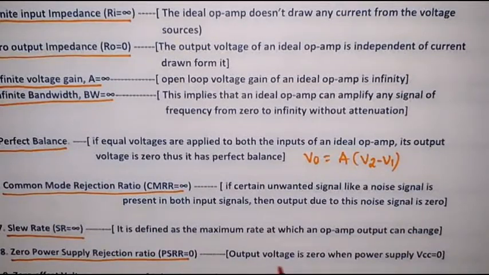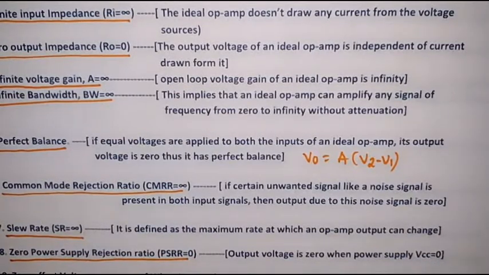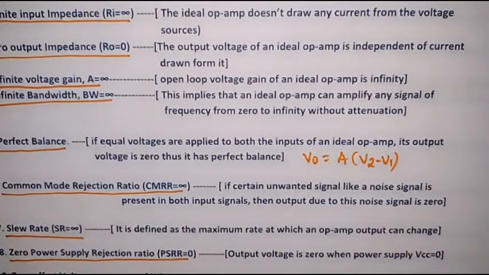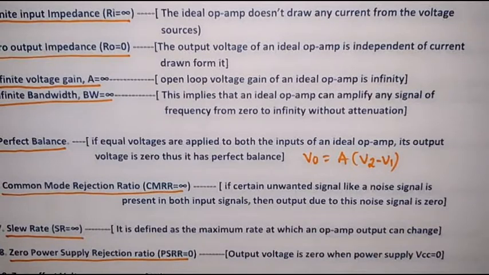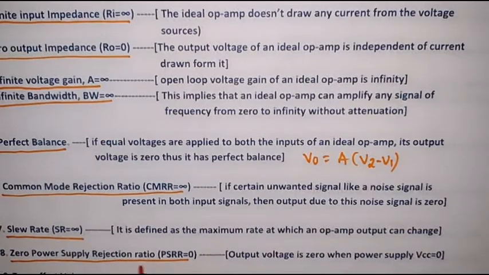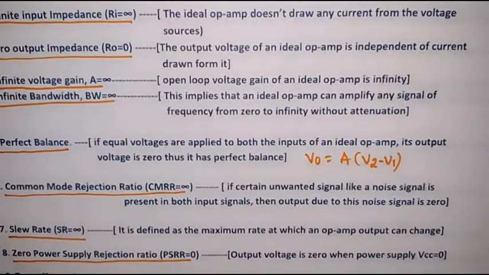PSRR means the output voltage is 0 when power supply VCC is equal to 0. As I said, the op amp has got dual power supply, VCC and VEE. If VCC is 0, then output must be 0. That is, in an ideal op amp, if the power supply is 0, then definitely the output will be 0. That is, the power supply rejection ratio is 0.